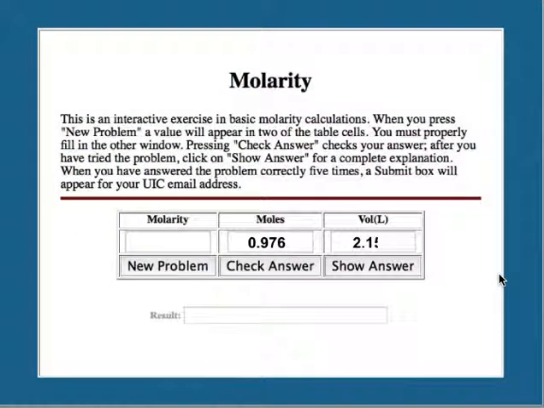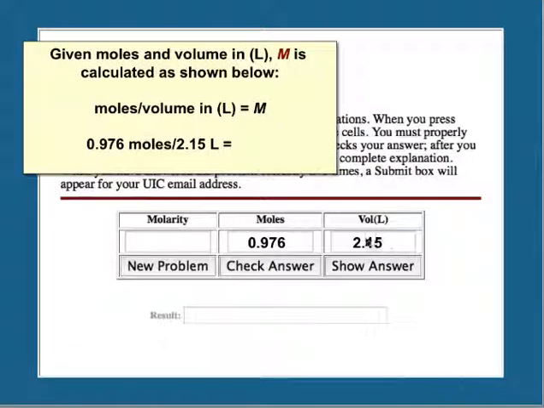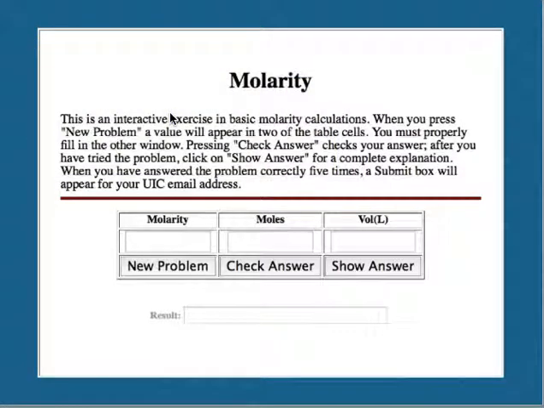Now, there are a couple tutorials here dealing with molarity. This one's very simple. You're simply given either molarity, moles, or volume, and you have to solve for the missing parameter. Here we have moles and volume. In order to get molarity, all we have to do is divide moles by volume. In this case it is 0.454 molar.